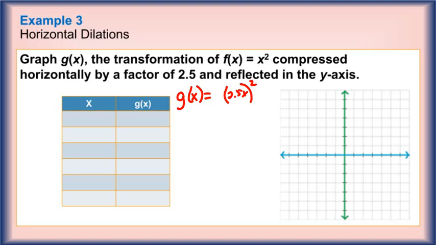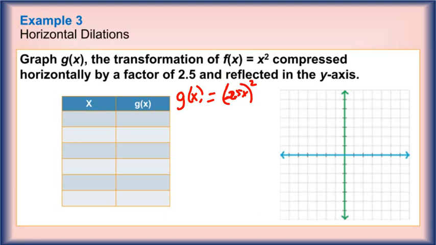I can have the negative, if it's reflected in the y-axis, it's reflected across the y. My x is just going from a positive x to a negative x, but my y is going to stay the same. So I'm going to have a negative 2.5 inside the parentheses. It's not going up or down.